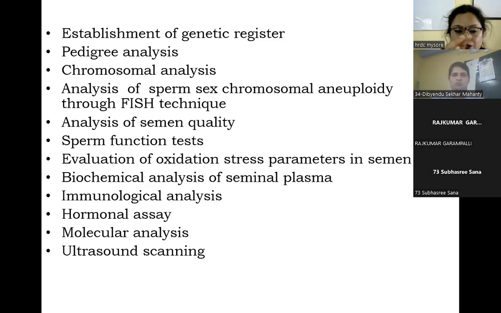So, put together, if we do all this analysis, then only will we come to know what could be the reason for the infertility, because each person has different issues. One person may have a hormonal problem, while another person may have a problem in genetics, that is, a microdeletion, like that. So it is a multifactorial disorder, and an all-round approach is very essential to find out the etiologies.